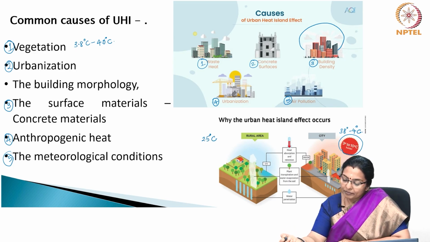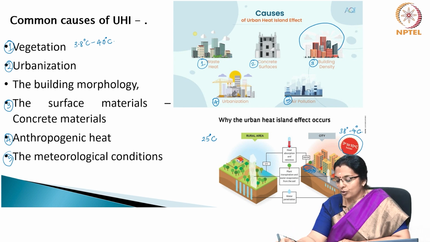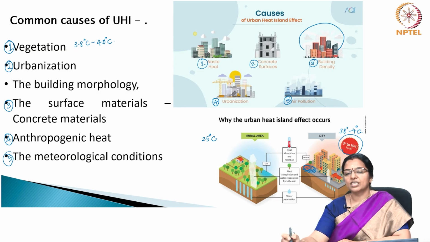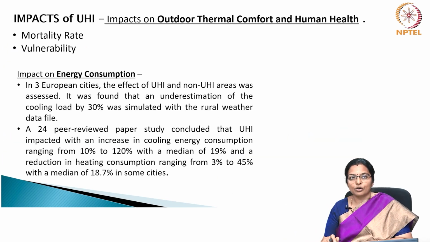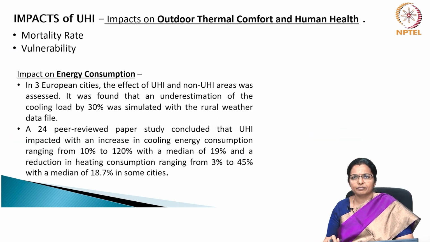So, it occurs because of heat absorption and retention by the surface, which do not have enough blue and green infrastructure. Plant transpiration and water evaporation from the soil is completely absent due to lack of vegetation, and water penetration is very less in cities. So, these are the causes of urban heat island.